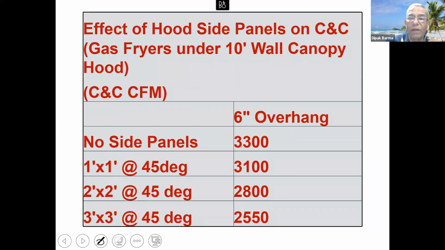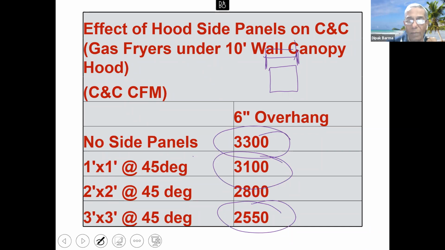Now, another aspect is when you have the hood on top, if you have a side panel on the hood, the airflow requirement comes down. So if you have no side panels, you require 3300. If you have a 1 feet by 1 feet angular at 45 degrees, you need 3100. And similarly, as you have 2 feet by 2 feet or 3 feet by 3 feet, the airflow requirement reduces because it provides you the same wall effect on the sides also. So you will need lesser airflow.